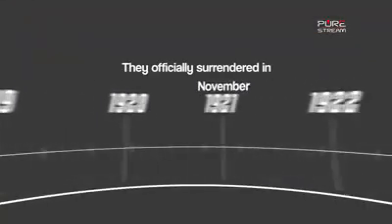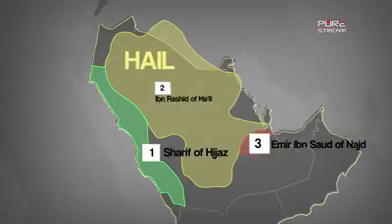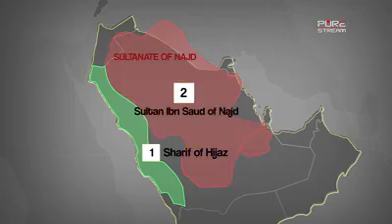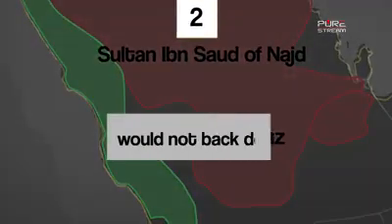In September of 1921, Hayl was attacked by Ibn Saud and they could not resist the vicious onslaught. They officially surrendered in November of 1921. Hayl had dissolved into a colony of the Sultanate of Najd. By March 1924, the British realized that Sharif Hussein would not back down, so they unleashed Ibn Saud and his armies on the Hijazi territory as well.